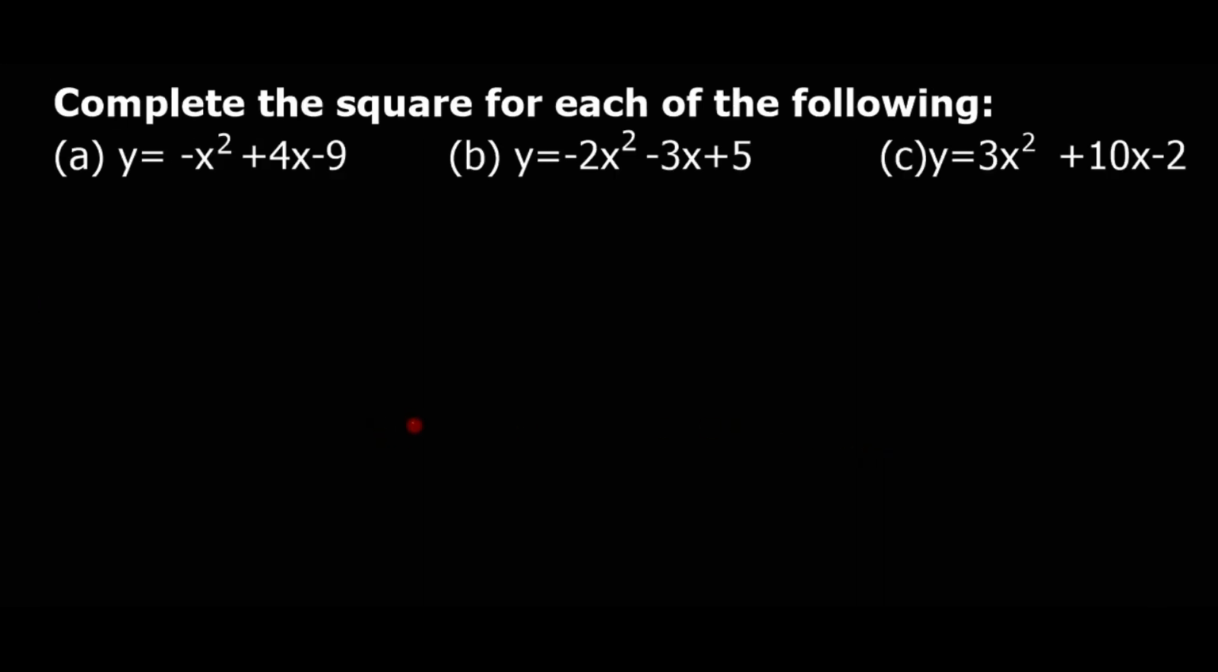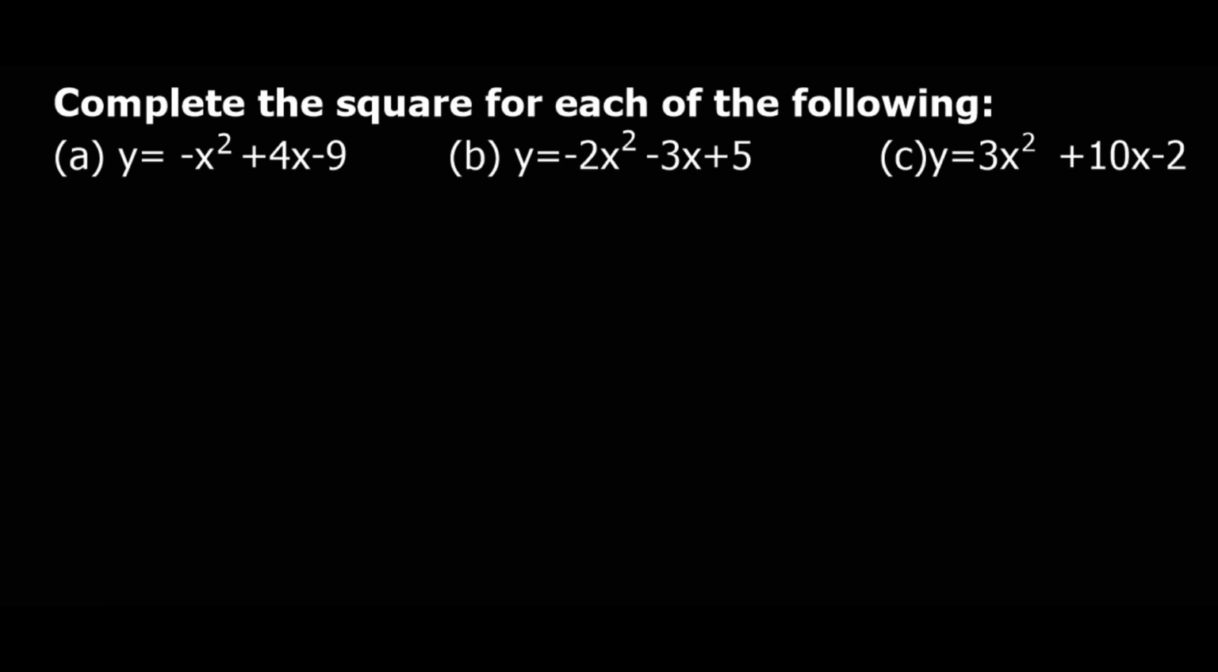And now let's see where the coefficient of x squared is not positive 1, because you can see that for these examples the coefficient of x squared is not positive 1. Let's look at this one first.